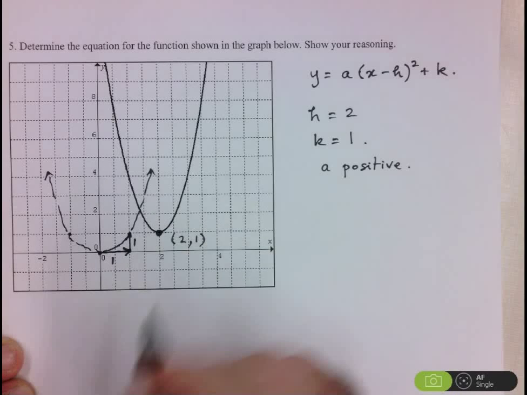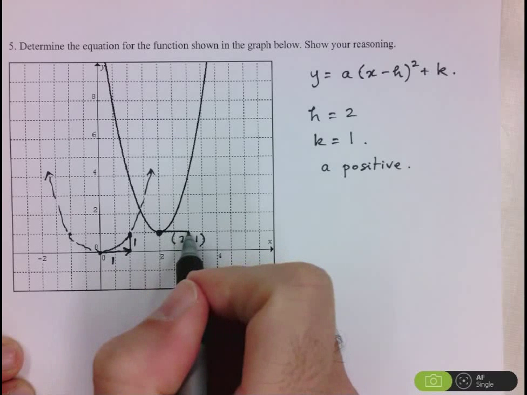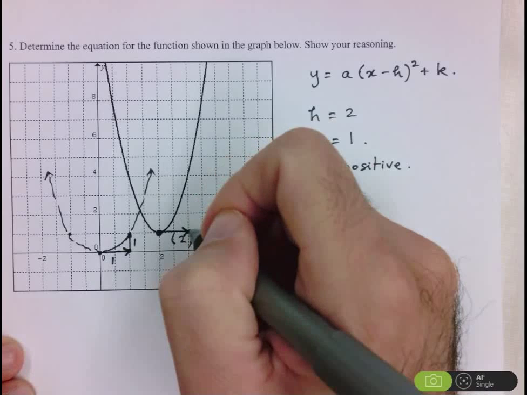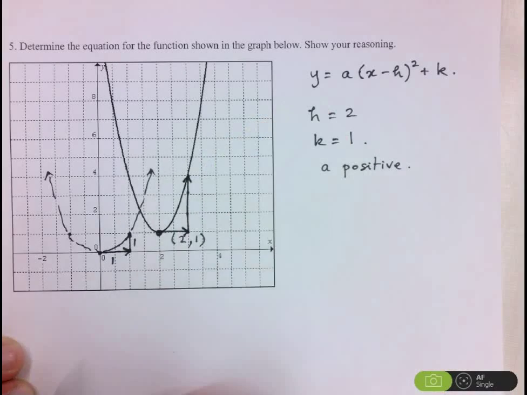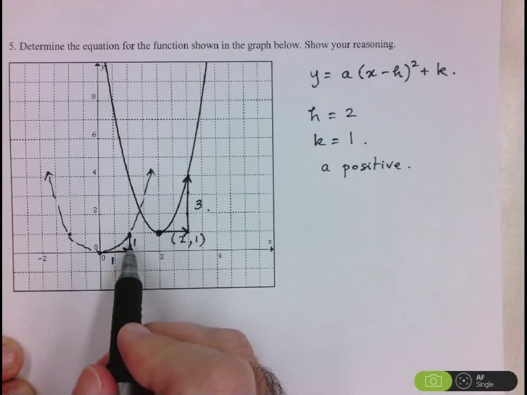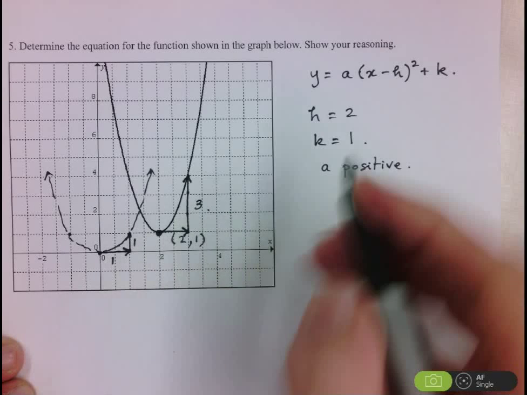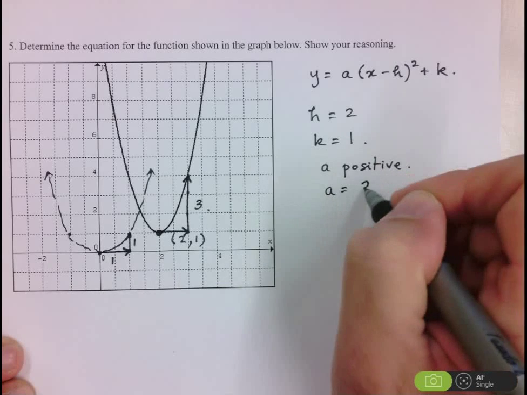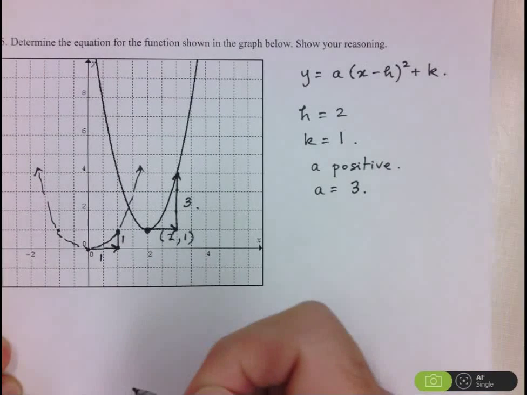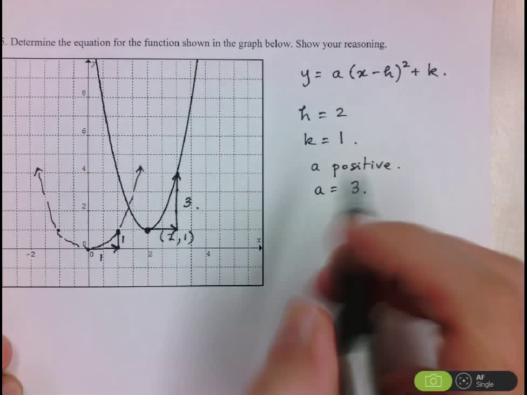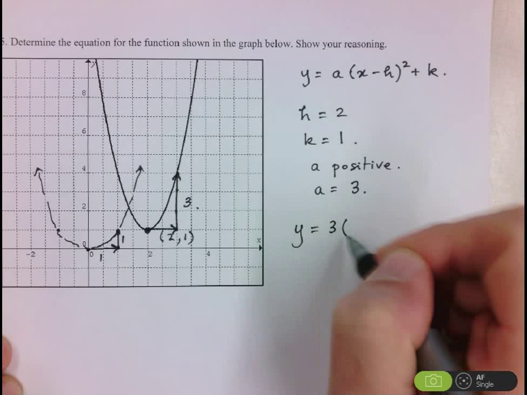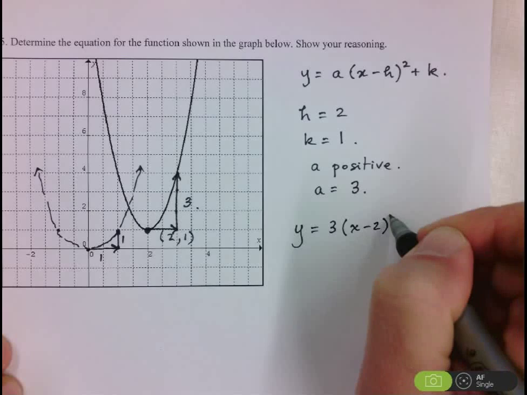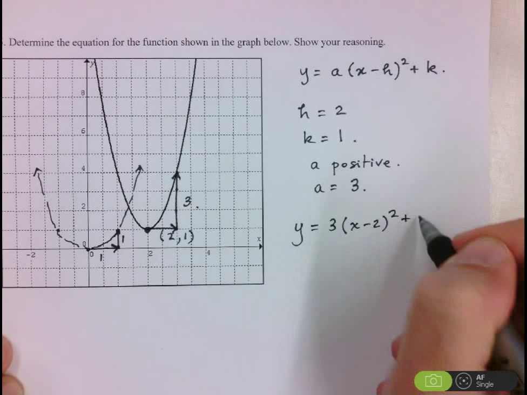Let's see what this graph does. As x goes up by 1, we see that y goes up by 1, 2, 3. That means that we need to multiply our y values by 3. So a is going to be equal to positive 3. And now that we have the 3 components in the equation, we can write our final answer: y equals 3 times x minus 2 squared plus 1.